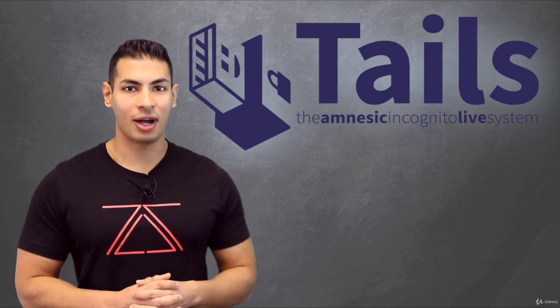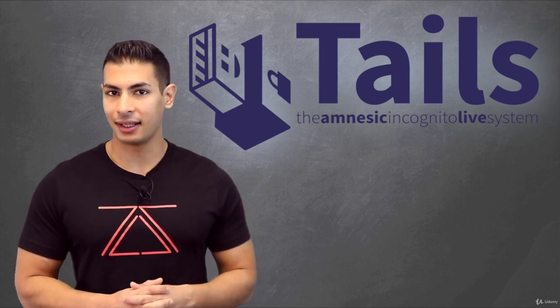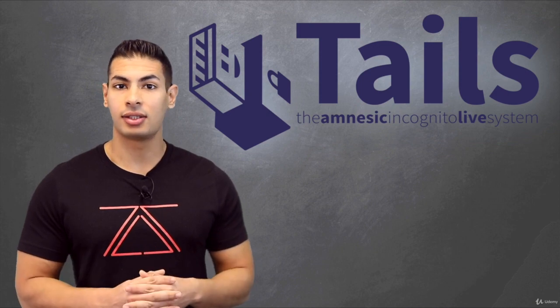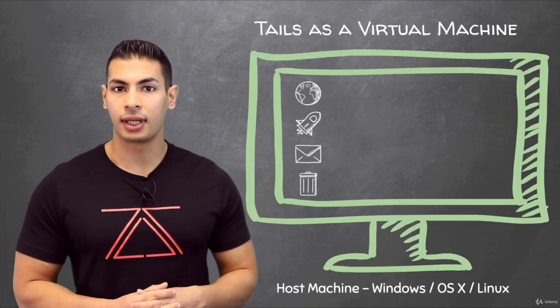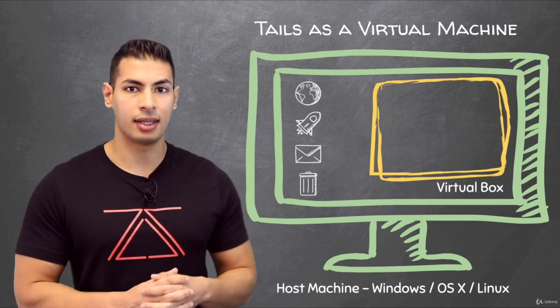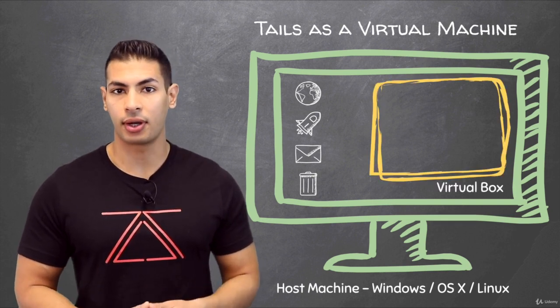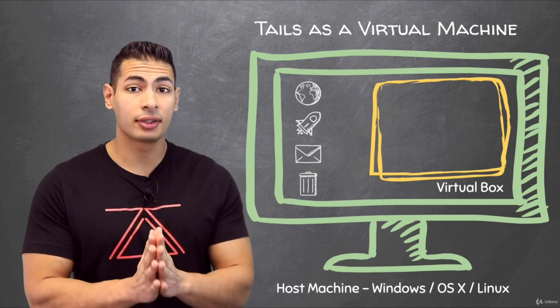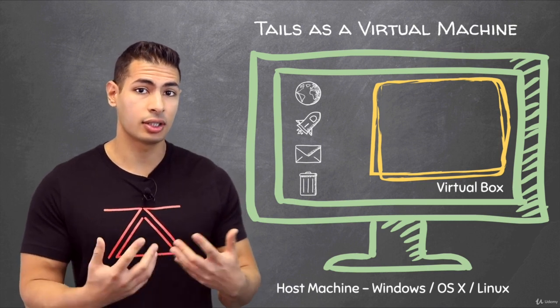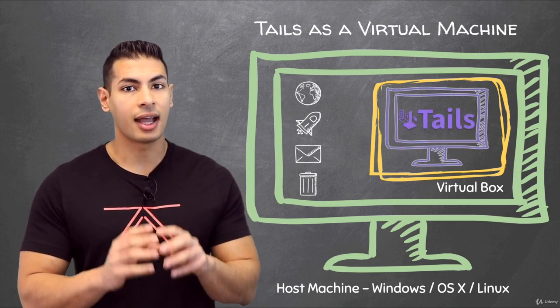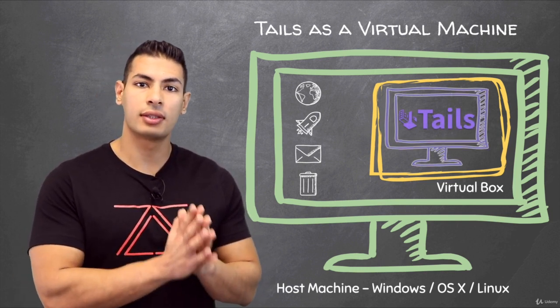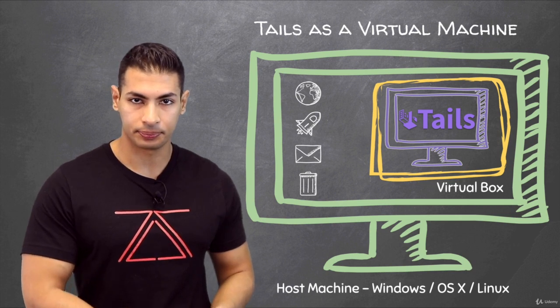Now, we have a number of options when it comes to installing Tails. The easiest is to install it as a virtual machine. With this option, you're going to first of all install a virtualization software such as VirtualBox or VMware inside your current operating system, whether it's Linux, Windows, or OS X. And then you'll install Tails as a virtual machine using this virtualization software.